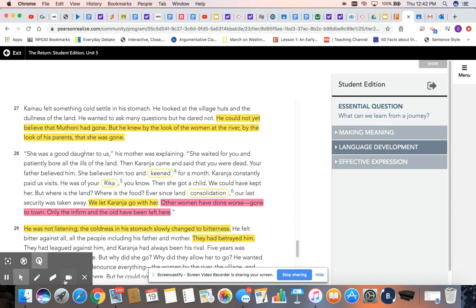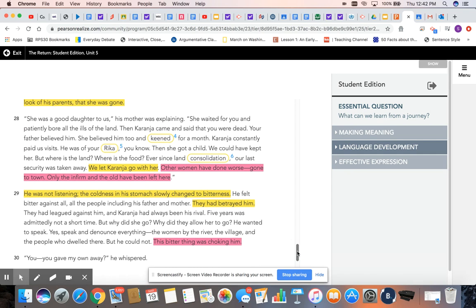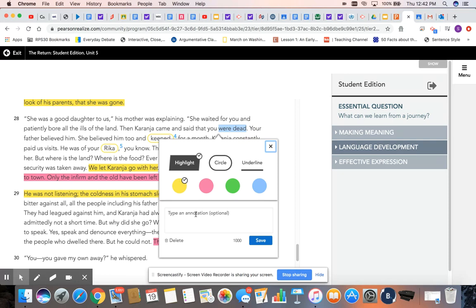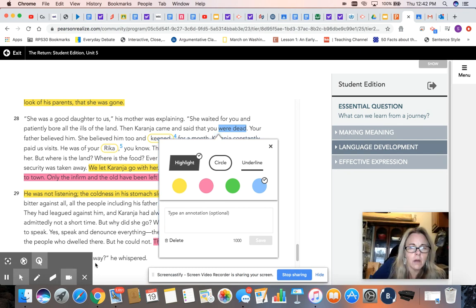Then Karanja came and said that you were dead. Your father believed him. She believed him too, and keened for a month. Karanja constantly paid us visits. He was of your Rika, you know. Then she got a child. We could have kept her.